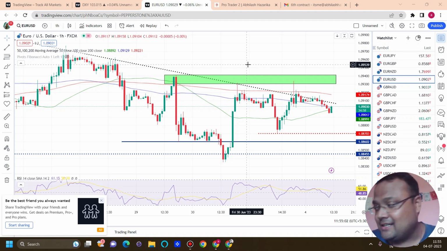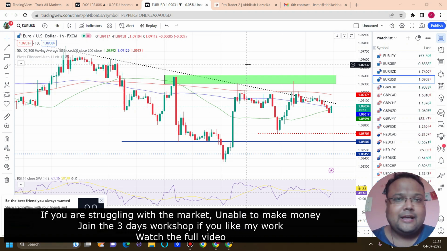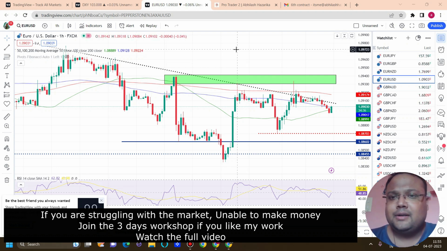So let's get started. My dear friends, as we all know, 4th of July is a holiday in the US, as a result of which the market is in holiday mode and the volume is very low. For the first time I'll be combining Euro USD and GBP USD because there is nothing much to discuss. The charts are identical.